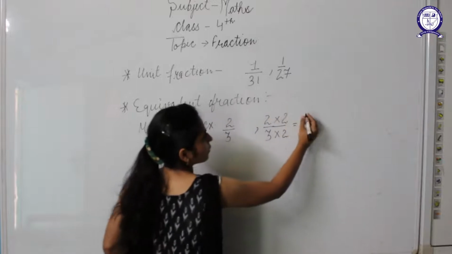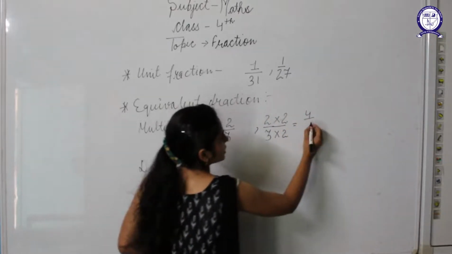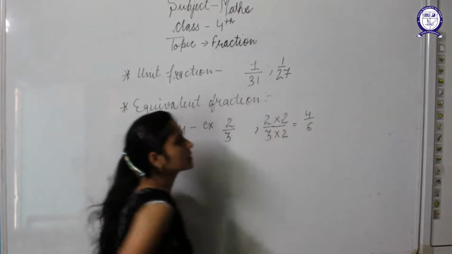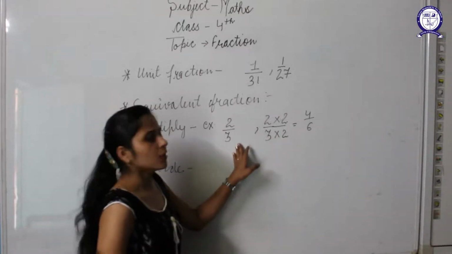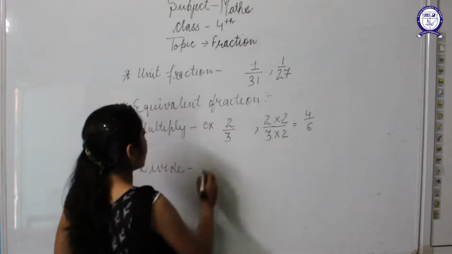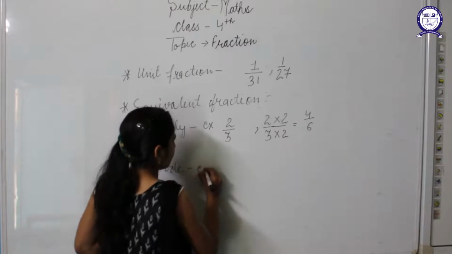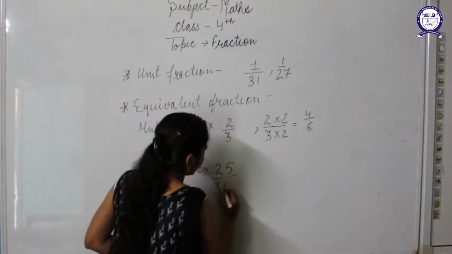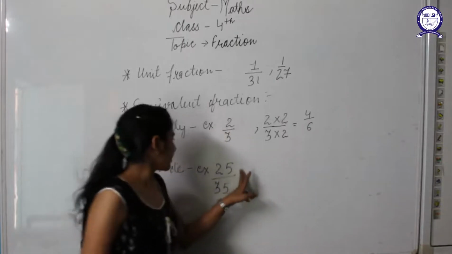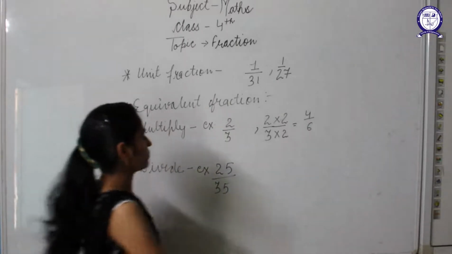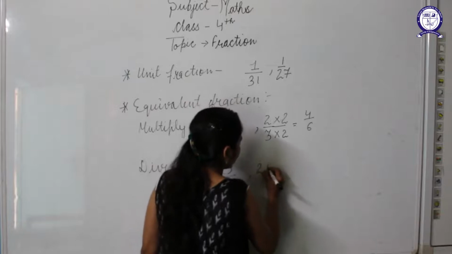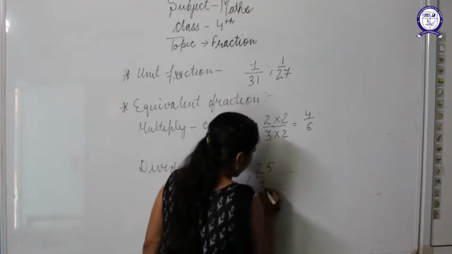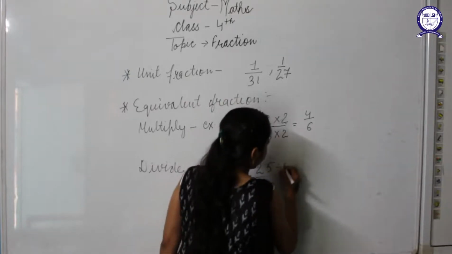So 2 2s are 4, 3 2s are 6. This 4 by 6 fraction will be equal to 2 by 3. Now, in the case of division, what will you do? We will take an example 35, and so here the fraction is 25 by 35. So for division we will divide 25 and 35 by 5.